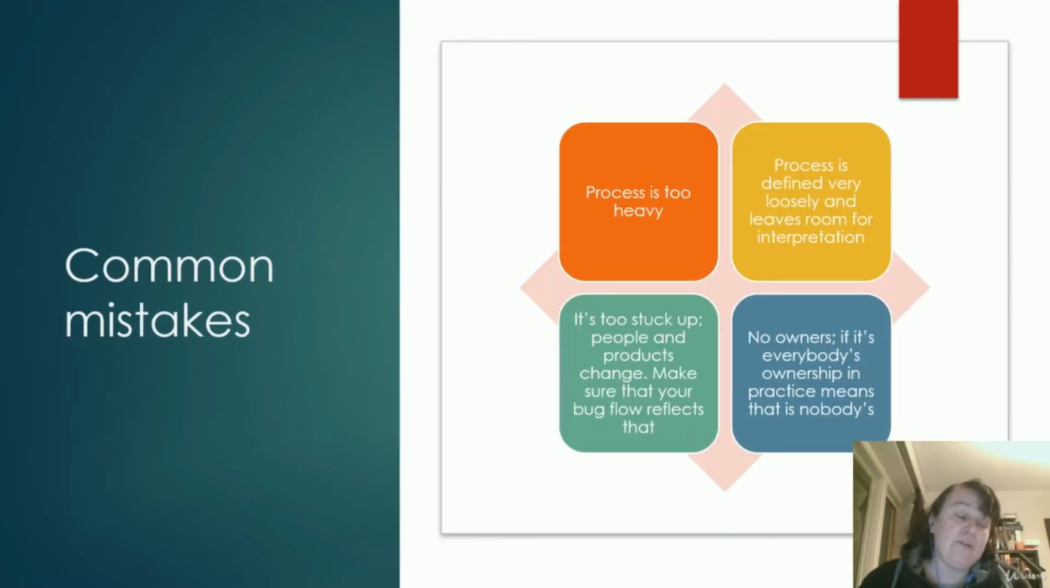Some of the common mistakes, I already mentioned some, that usually happen when you're talking about the bug flow. One, the process is too heavy. If the process is really heavy, it has multiple stakeholders, and you have multiple meetings about every bug, it can be too much. So just make sure to optimize it so you can have an efficient process. On the other hand, you have the other extreme, where the process is too loose and leaves room for interpretation. So everybody thinks, oh well, that doesn't say anything, so I'll just leave it, or I'm just going to pass it on.